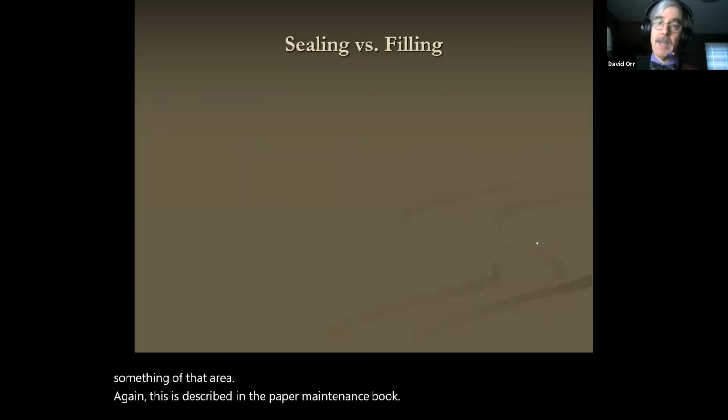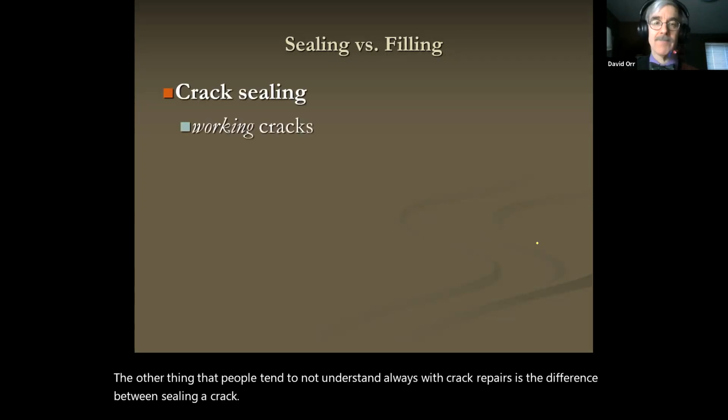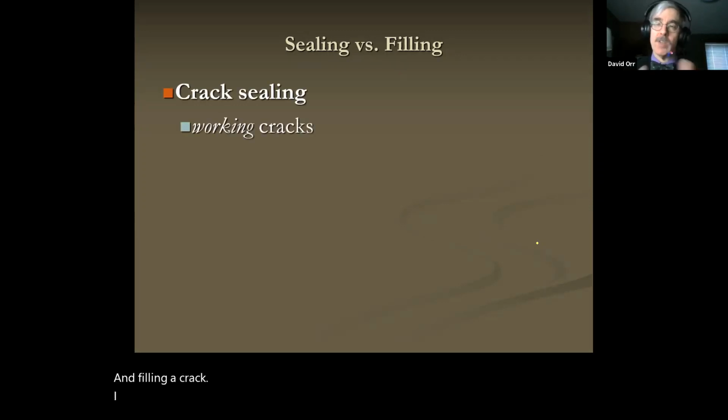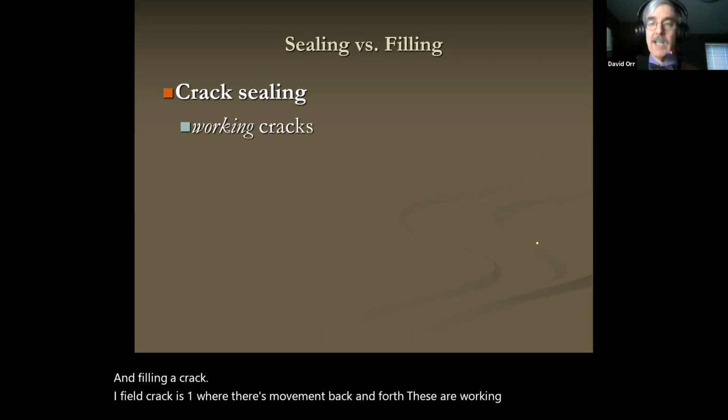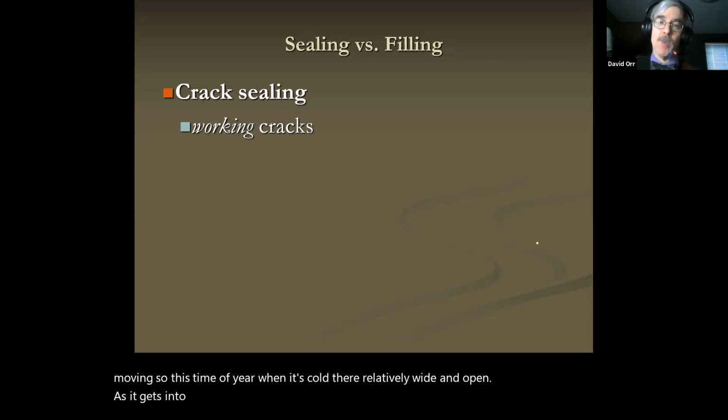The other thing that people tend to not understand always with crack repairs is there's a difference between sealing a crack and filling a crack. A sealed crack is one where there's movement back and forth. These are working cracks, thermally moving. So this time of year when it's cold, they're relatively wide and open. As it gets into the summer, they get smaller and smaller.